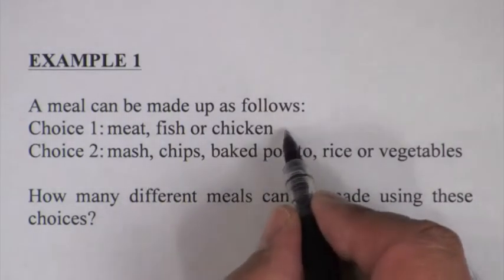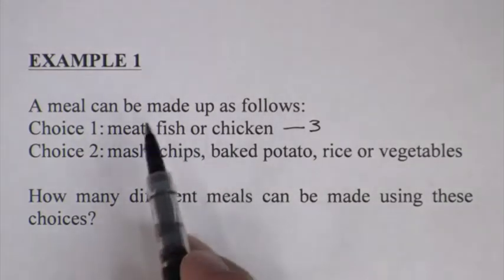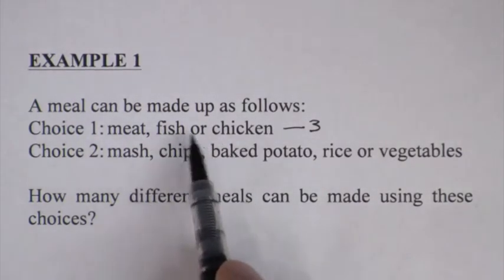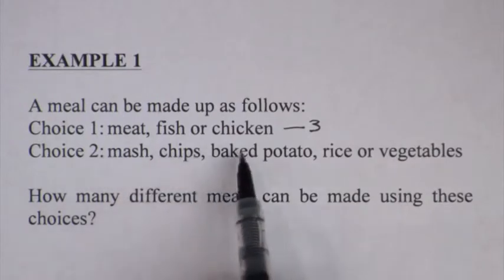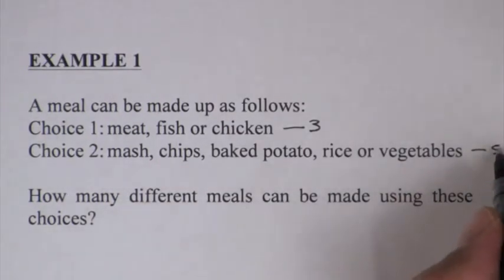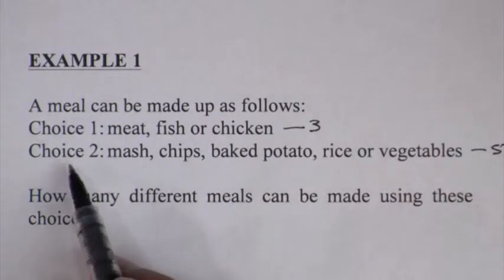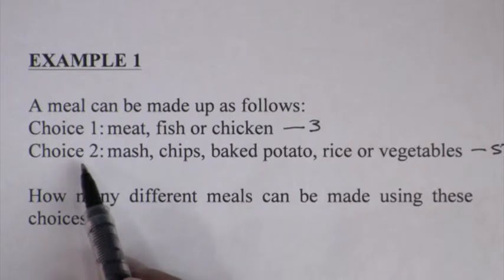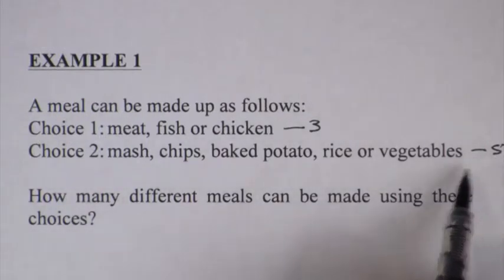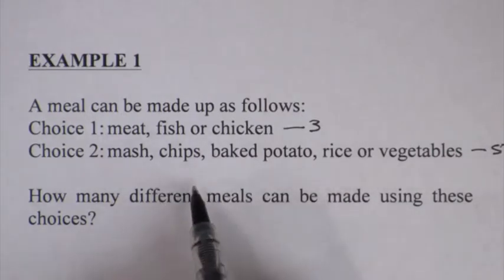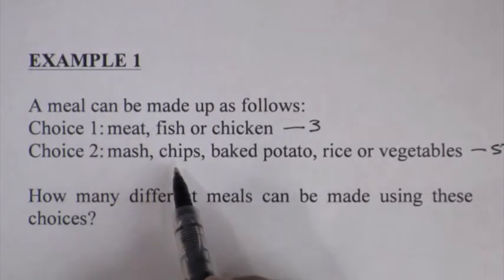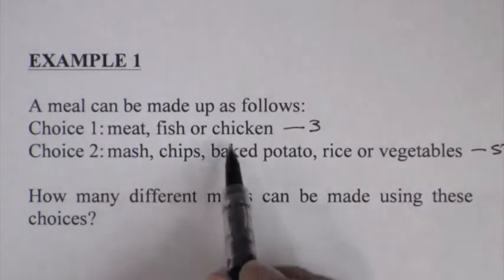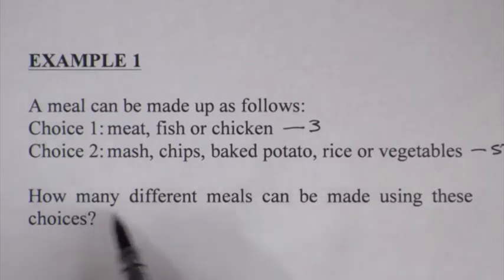Now, as you can see, for choice one there are three possibilities. So there are three ways to perform task one or choice one. Choice two: one, two, three, four, five, there are five ways that choice two can be done. Or for that matter, task number two, there are five ways to perform that task. Now the question is, how many ways can these two tasks be performed? How many ways can these operations be done? And that is the question. How many different meals can be made using these choices?